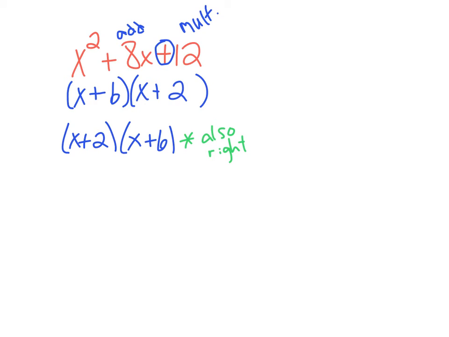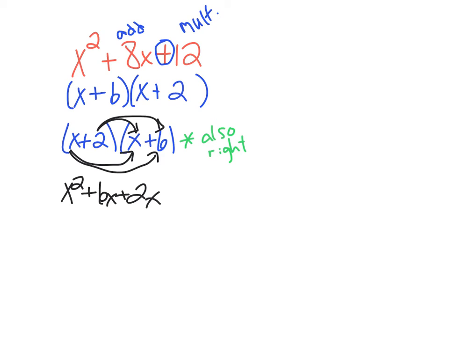Now, in case you're wondering and you don't quite see how this gets you the right answer, think about if I were to take these two and multiply them back out. I would say x times x, that's x squared. x times 6, that's 6x. 2 times x, that's 2x. And 2 times 6, that's 12. And then we would add those two like terms in the middle. 6x plus 2x gives us 8x. So x squared plus 8x plus 12. So that's how it works.